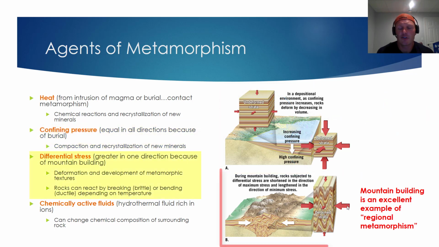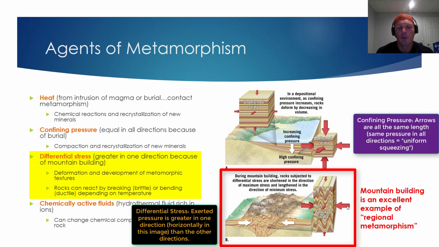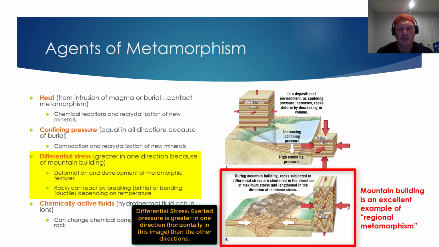Differential stress is a little bit different than confining pressure, because with confining pressure, we saw pressures equal in all directions. With differential stress, the pressure will be greater in one direction than the other. We often see differential stress in regions of mountain building, as shown in this image. And mountain building is an excellent example of what we call regional metamorphism.